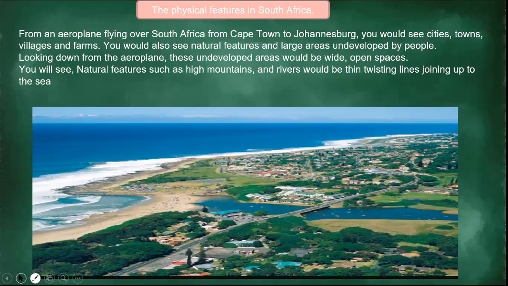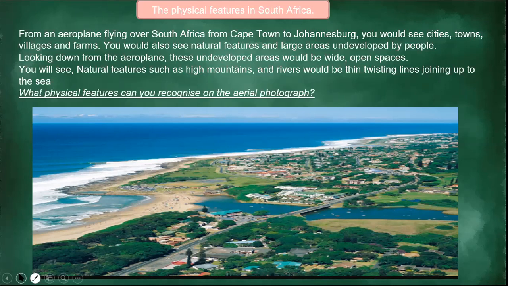Okay, you will see natural features such as high mountains, and rivers will be thin, twisting lines joining up to the sea. So when looking at natural features such as rivers, you will see them as little lines joining each other to the sea. You won't see them as big as we see them.